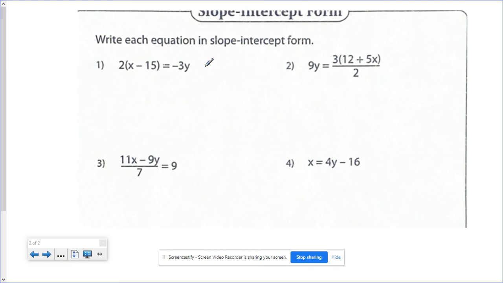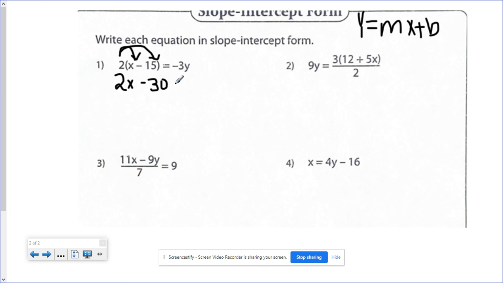Here's the back page. We want to change this into slope-intercept form, which is y equals mx plus b. So basically what we want to do is solve this equation for y. We want to get y by itself. So I'm going to do a couple of these with you. Take 2 times x. That's 2x. Take 2 times negative 15. That's negative 30. And then it still equals negative 3y.